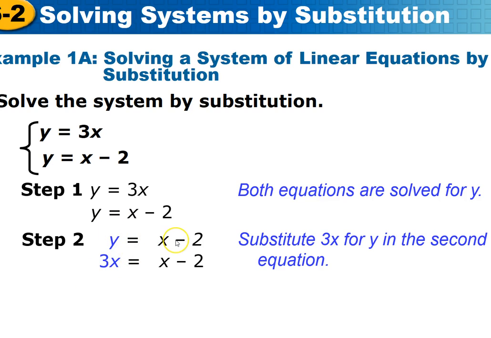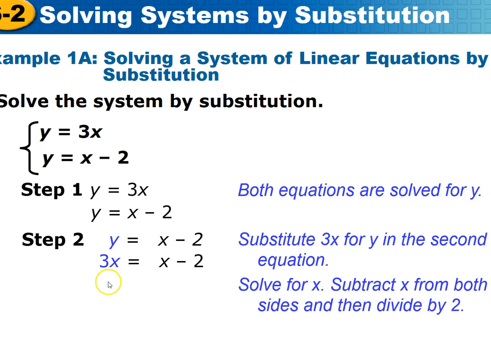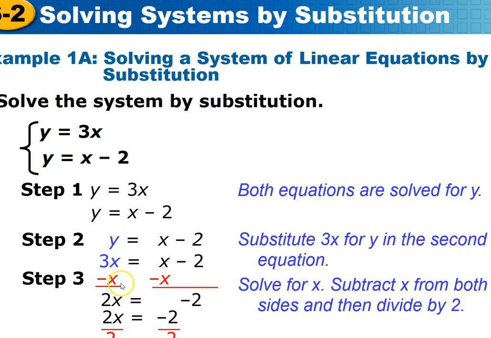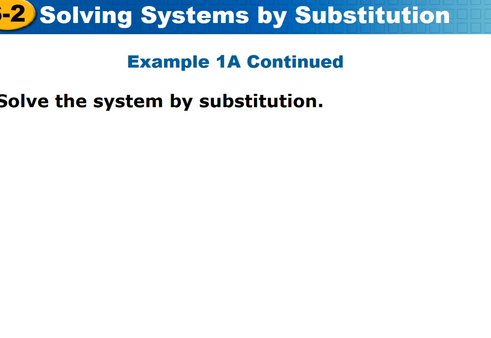So if y is x minus 2, then 3x is x minus 2. And now you just solve for x. When you solve for x, of course, you subtract from both sides so you can get all your variables on one side. And then you get 2x is negative 2. So, of course, we know x is negative 1.